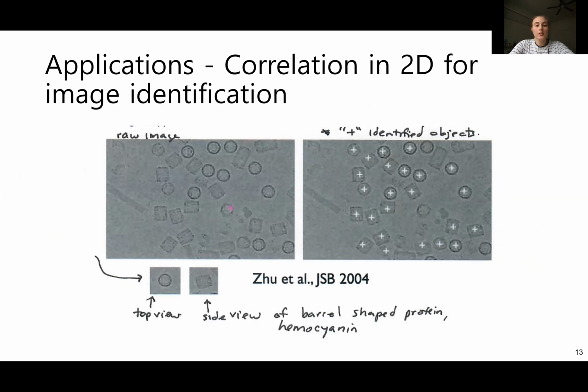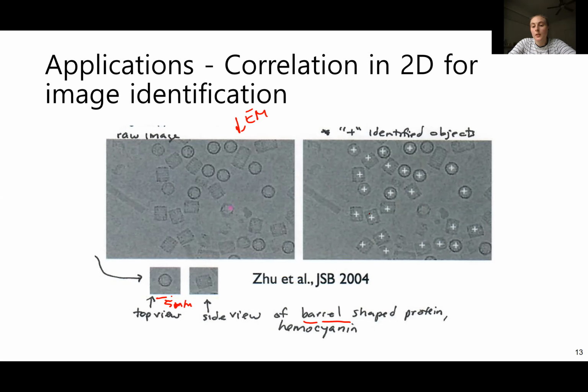This is an example of electron microscopy images, EM, of this barrel-shaped protein. You can see that there are top-down views of the barrel and then side views, and they were able to take some example images and then do 2D correlation, where they would take this image, scan it across the larger field of view, and then identify where those proteins are. For a small field of view here, it's not that difficult to do. I'm going to guess that the barrel size here is probably like 5 nanometers or so.